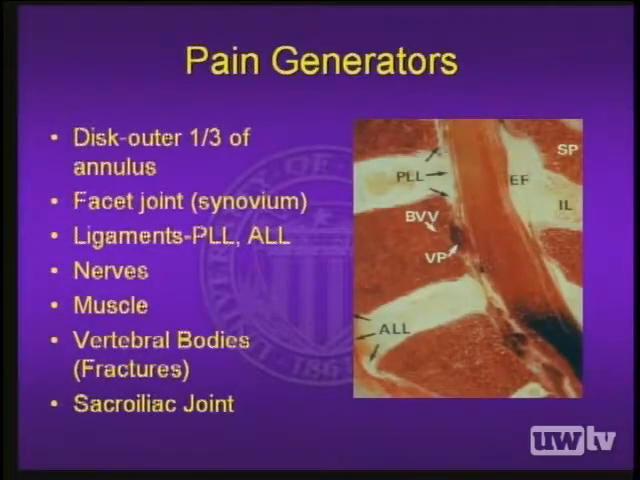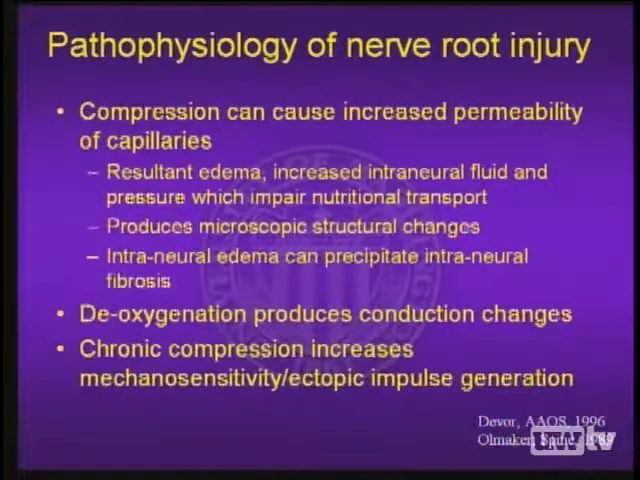So I'm not going to go through the whole anatomy, but when we think about back pain, as Dr. Hillard alluded to, there are different pain generators. So the disc, could be the facet joints, ligaments, nerve, muscle, fractures, SI joint. So just doing an injection in one of those locations may not be sufficient if they have pain coming from a different location. So let's talk a little bit about the pathophysiology of nerve root injury.